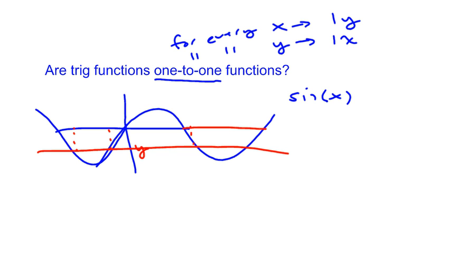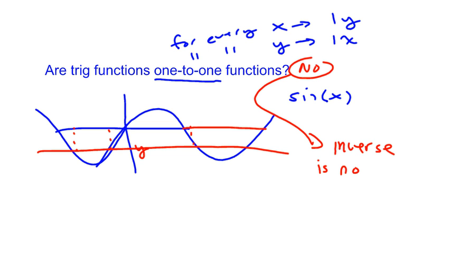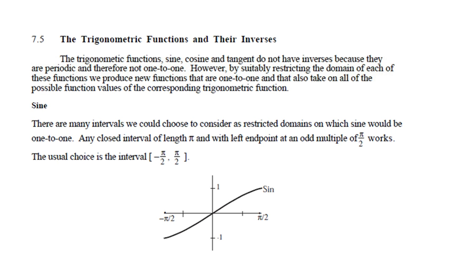But what does that tell us? If it's not one-to-one, that means that the inverse function, or the inverse, is not a function. But what we want to do is force them to be a function. We want to force them to be one-to-one.